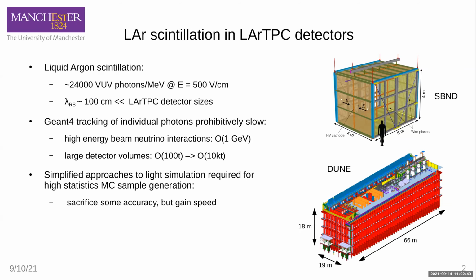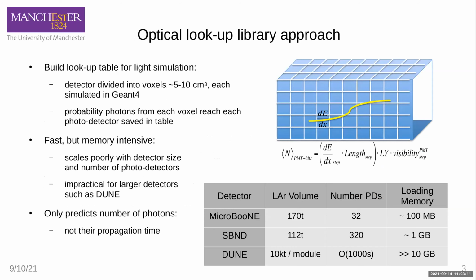Tracking each of these individual photons using Geant4 is typically prohibitively slow, due to the combination of the high energy beam neutrino interactions that we're interested in, which result in a large number of photons being emitted, and also the large detector volumes. Therefore, simplified approaches to light simulation are necessary to allow generation of Monte Carlo samples on a reasonable timescale. The approach that's been employed in the past is what's called an optical lookup library.